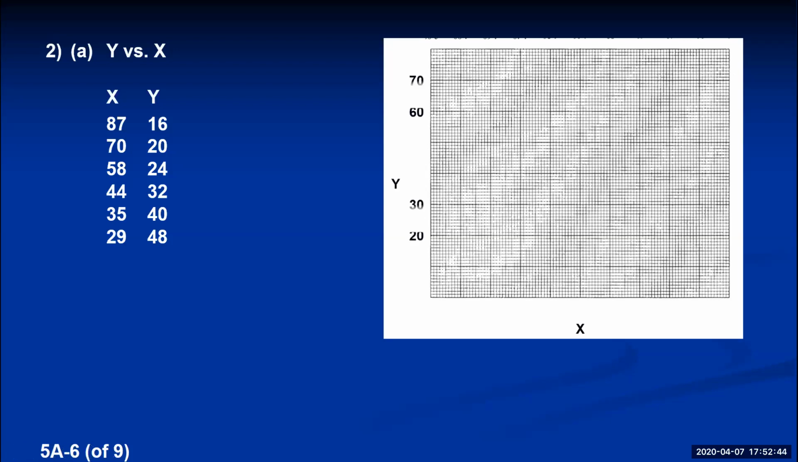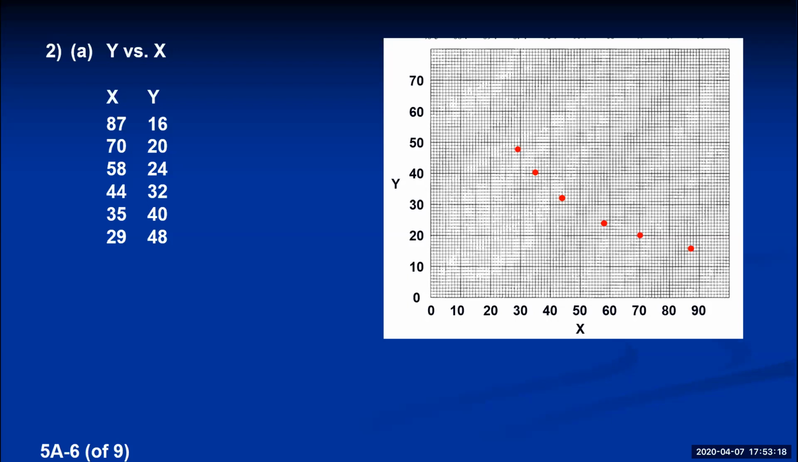So with my x and y values, I'm going to make each individual division a unit of 1 so that each of the major divisions stand for 10. And on the x-axis, I'm going to make each individual division stand for 1 so the major divisions stand for 10. And now, just like you did back in Algebra 1 in the old days, you're going to plot the x-coordinate and the y-coordinate of each point and plot it on the graph. 87, 16, 70, 20, 58, 24, 44, 32, 35, 40, 29, 48.